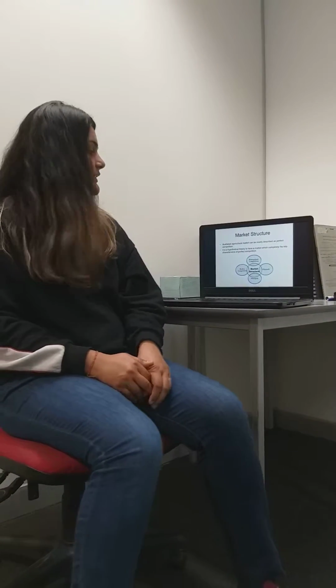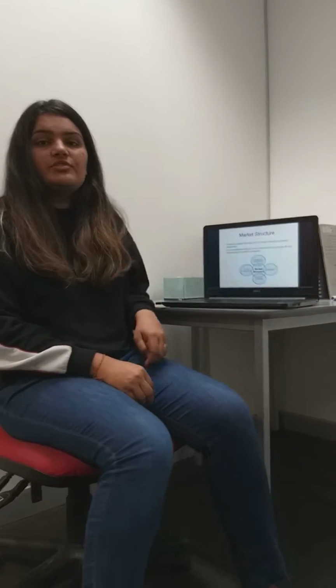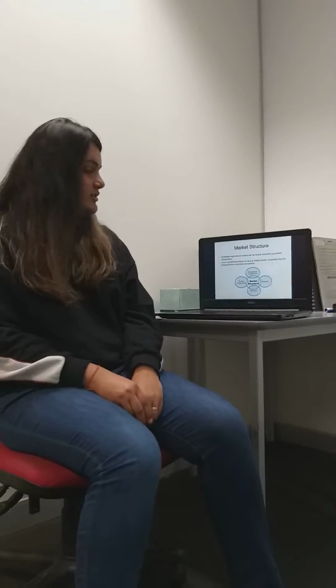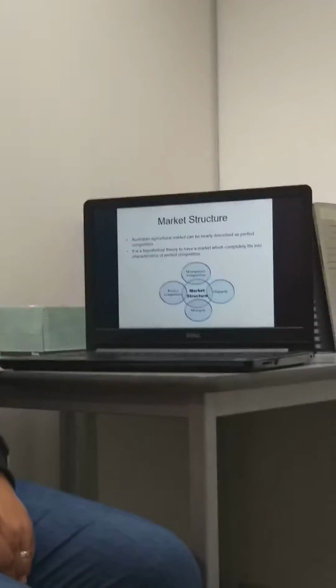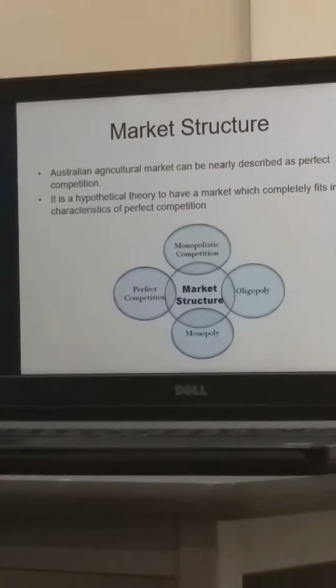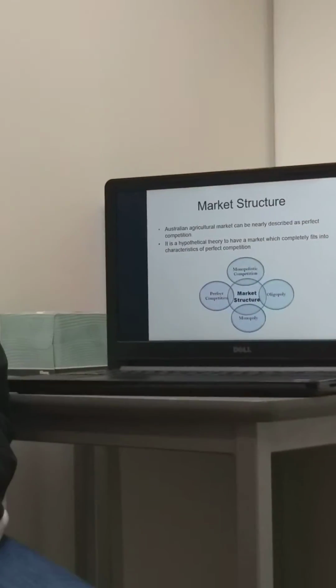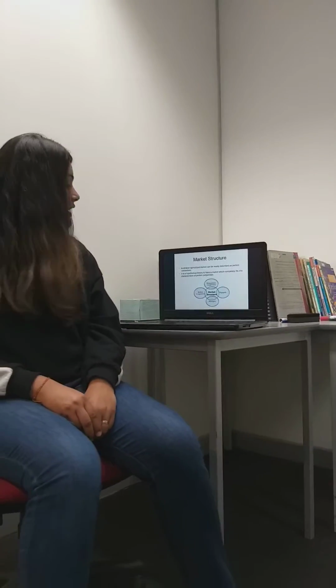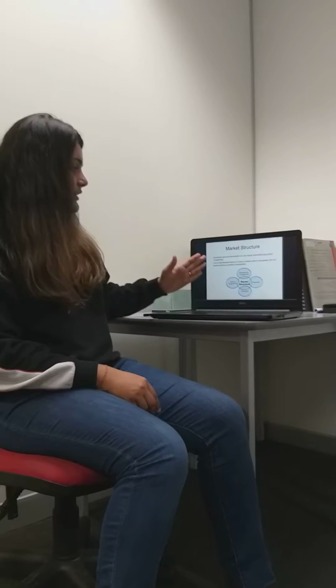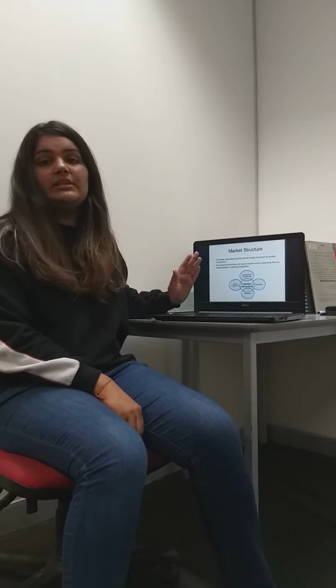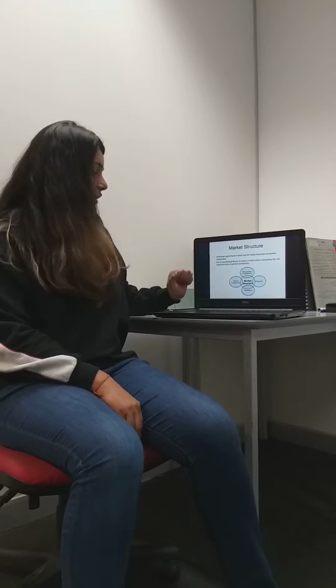This is the second part, which is the market structure of the Australian agricultural sector. The Australian agricultural sector is a huge producer and exporter of agricultural products and beef as well. Now, the agricultural market in Australia can be described as perfect competition.